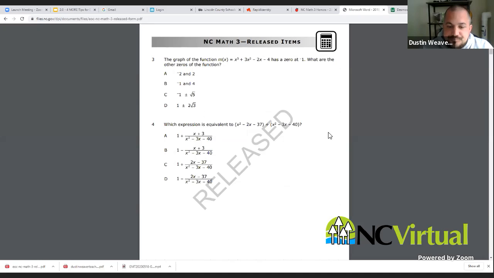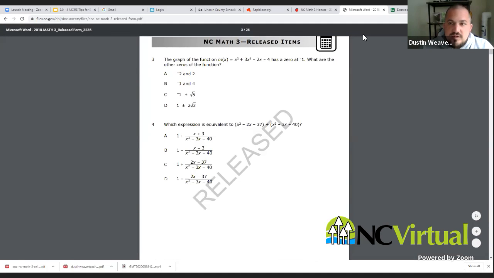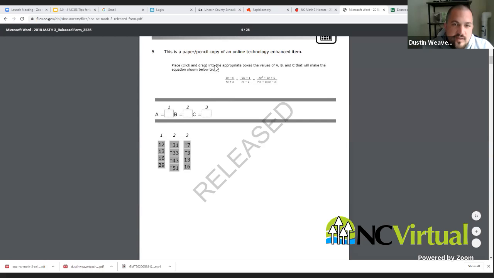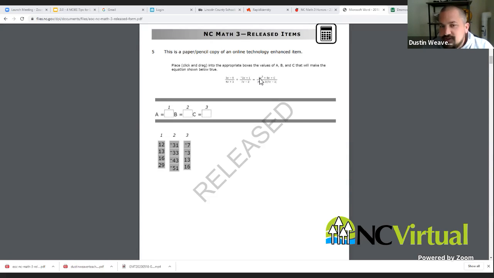And that is how I would work that, is through Desmos.com. Okay, so let's move now to question number 5. Question number 5 says, this is a paper pencil copy of an online technology enhanced item. So basically, they give you 4 choices for each thing, and they want you to find the final answer, which is ax squared plus bx plus c.